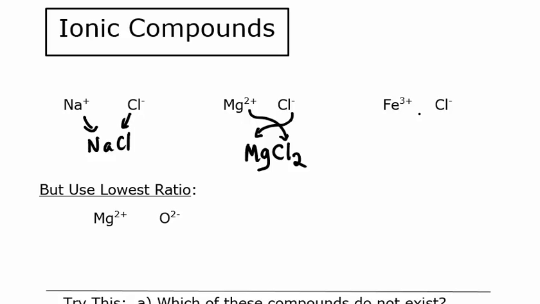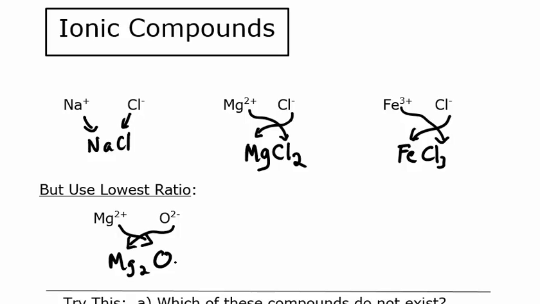Okay, trying it with iron 3 plus and chloride. Crisscross the 1 to give an Fe. Crisscross the 3 to give Cl3. All right, but we do need to also use the lowest ratio. I'll show you that here. If we crisscross Mg2 plus and O2 minus, our compound would be Mg2O2, but we actually always reduce it to the lowest ratio. Kind of like an empirical formula, but it's a little bit different. Anyway, we don't call it Mg2O2. Instead, it becomes MgO, just a 1-to-1 ratio.